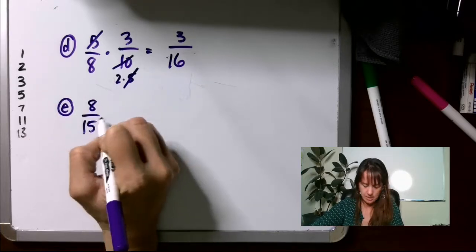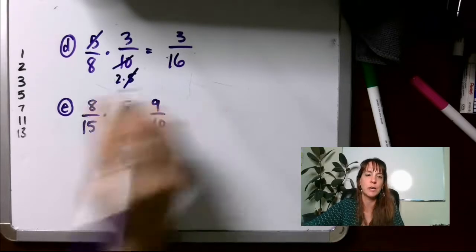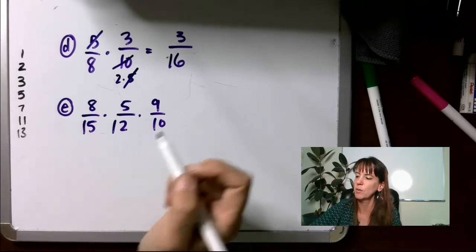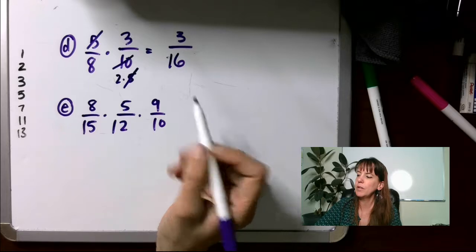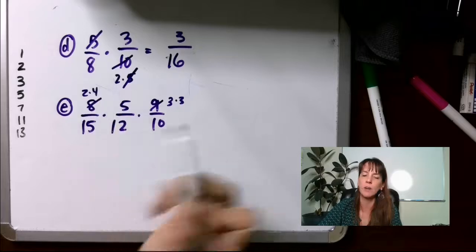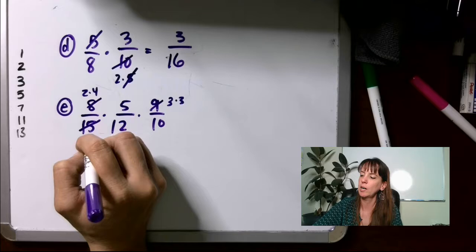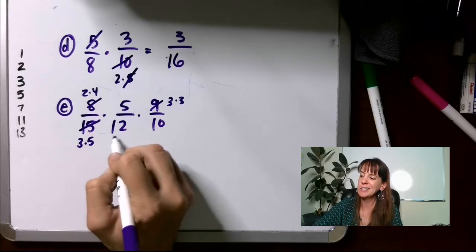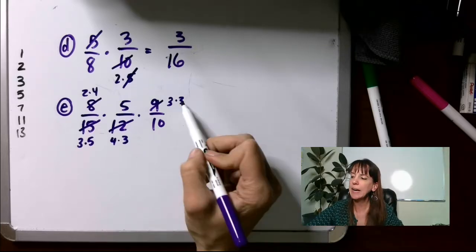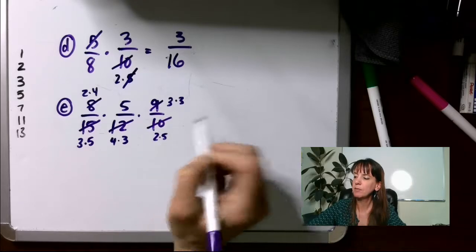8 over 15 times 5 over 12 times 9 over 10. Guys, you can multiply straight across top, straight across bottom if you wanted to, but don't waste your time. Okay, so we know that this can be 3 times 3. We know this can be 2 times 4. And of course, we know 4 breaks down again, but that's fine. 5 is prime. 3 times 5, right? We know that this is 4 times 3. Now, guys, I could have chosen 6 times 2, but I have a 3 and a 4 up here, so I deliberately did not. And we know this is 2 times 5, right?